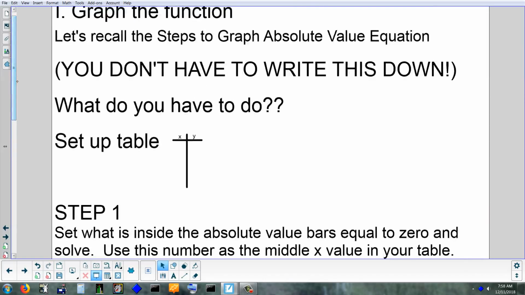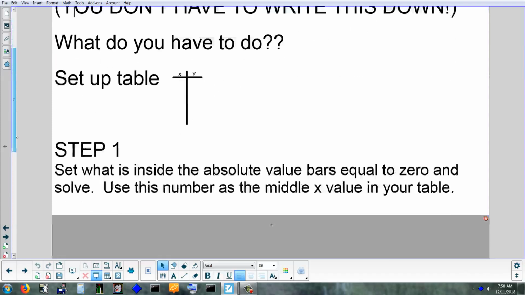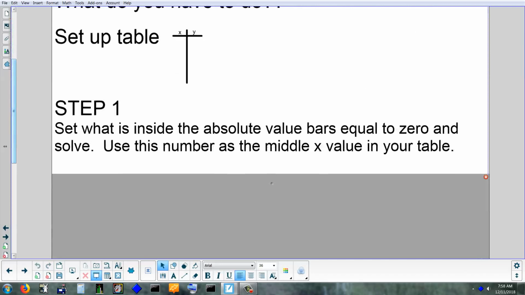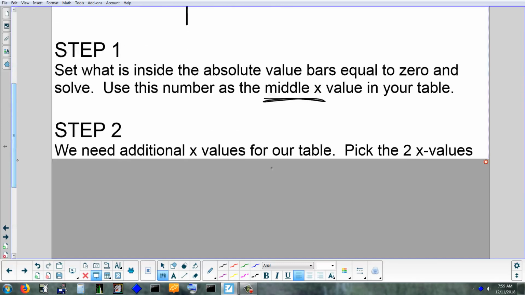You don't have to write this down. You already wrote this yesterday. So just watch this part. Set what is inside the absolute value bar equal to 0 and solve. Okay? That number is going to be your middle x value. Now, is that enough x values? Do we just need one, or do we need more? We need more, right? You can't draw a V shape with one. So we need additional x values.